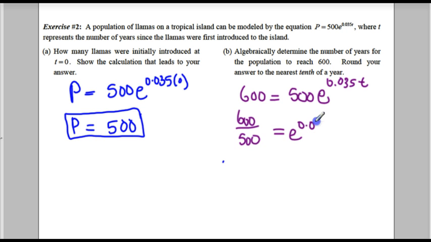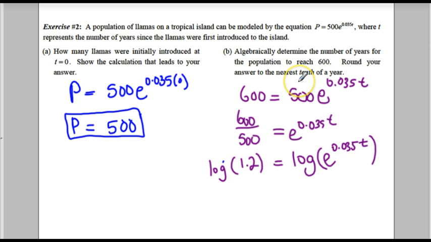This is going to be e to the 0.035t. And then I'm going to work this out. What's the inverse of e? It's finding the log. So this is the log of 600 divided by 500, which is actually 1.2. So I'm going to write that in. And then this becomes the log of e to the 0.035t.